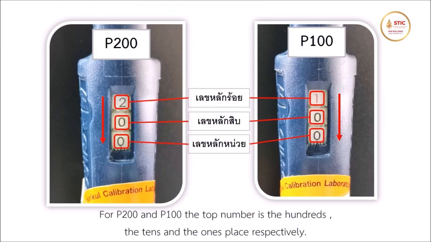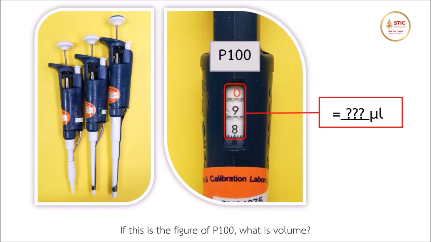For P200 and P100 the top number is the hundreds, the tens and the ones place respectively. If this is the figure of P100, what is volume? The volume of this figure of P100 is 98 microliters.